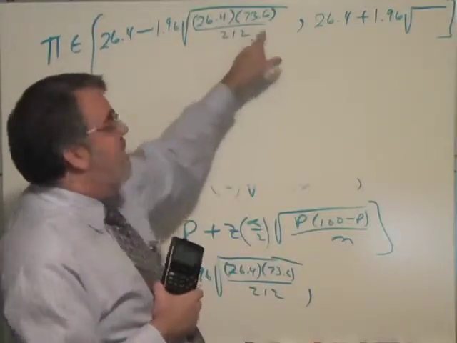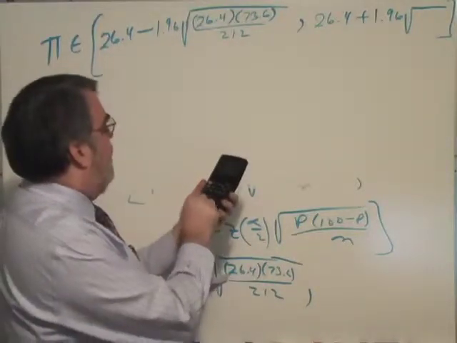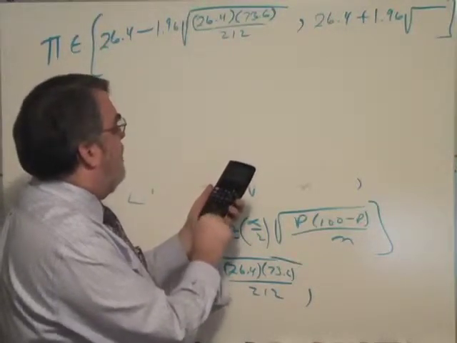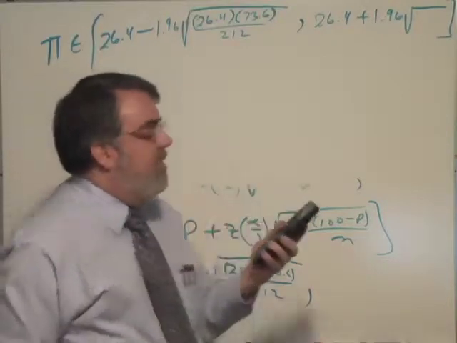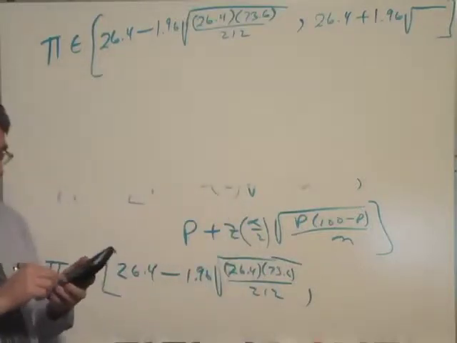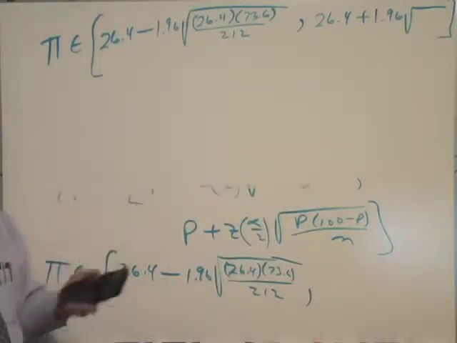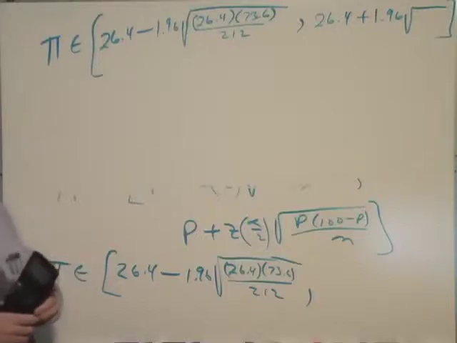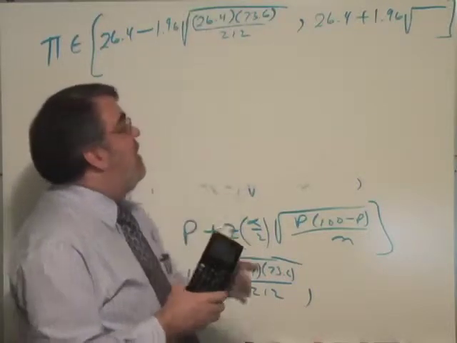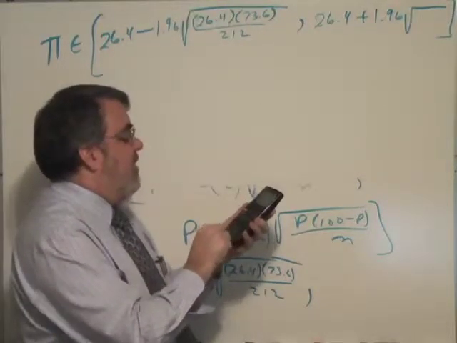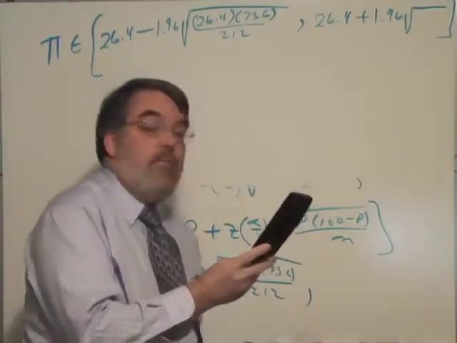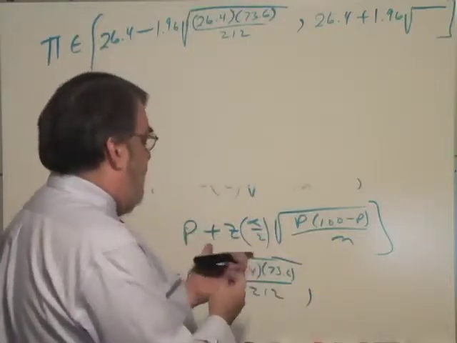I'm going to calculate the inside of the square root: 26.4 times 73.6 divided by 212, and I'll hit equal. That gave me 9.165 something. Now I'm going to take the square root of that, and I get 3.03. I multiplied by 1.96, hit equal, and I get 5.9, or 5.93 if we want to go an extra decimal place.